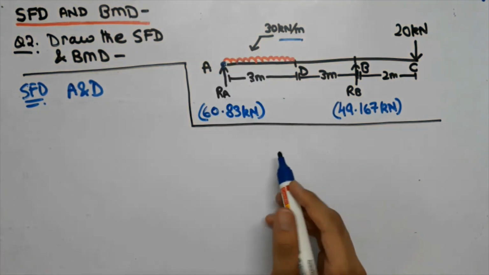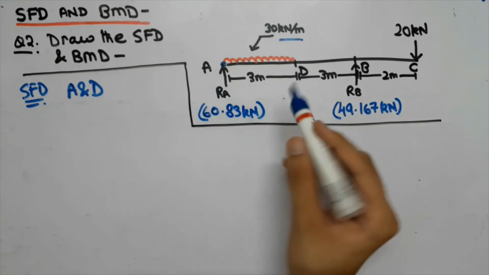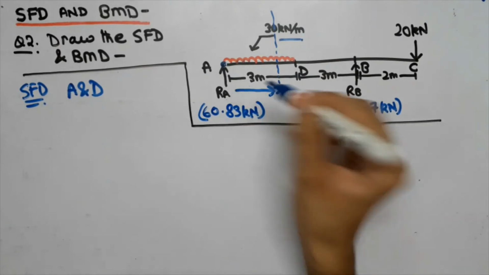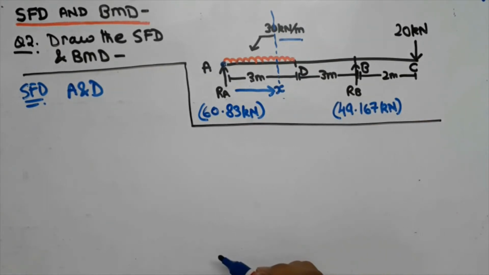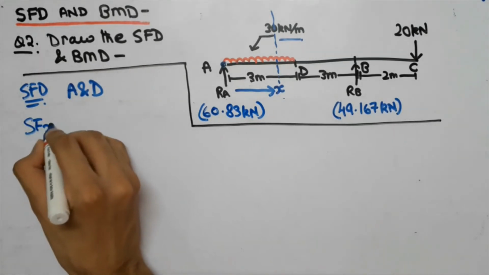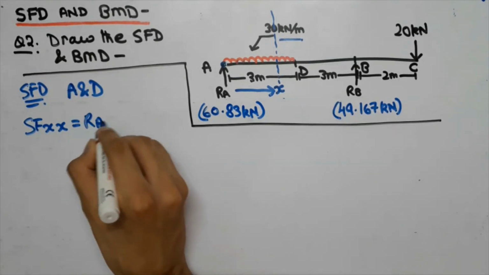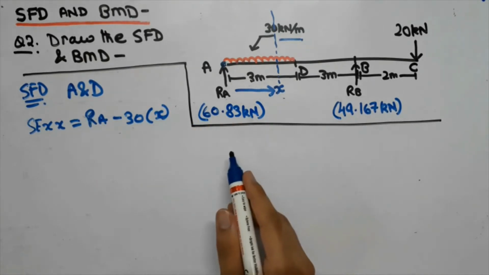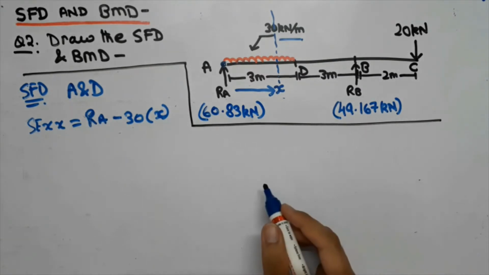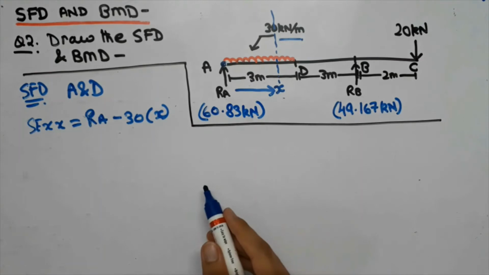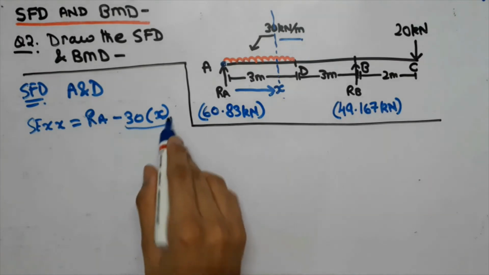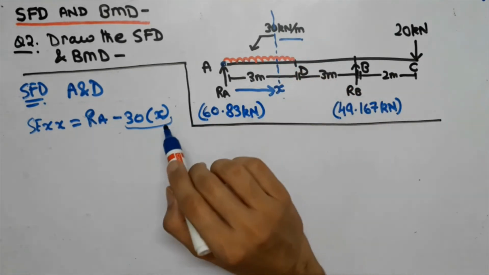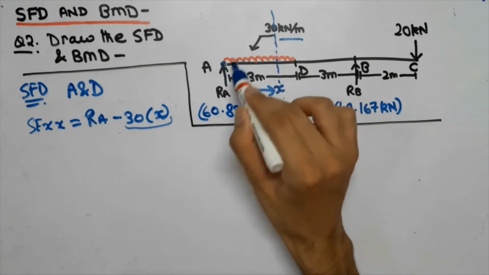So first of all we will consider only this part, that is the part between A and D. So we will first assume an element to be at a distance x from point A. So now we are going to write the SFD equations. That is, we will name it as SFXX, which will come out to be RA minus 30 into x. Now guys, we have written RA to be positive because it is a force which is acting upwards. That is, the arrow is pointing upwards. That is why we have written it to be positive. Now similarly, we have written minus 30 into x because this is the force which is acting downwards. And we have multiplied by x because this is the portion of UDL that we are considering.